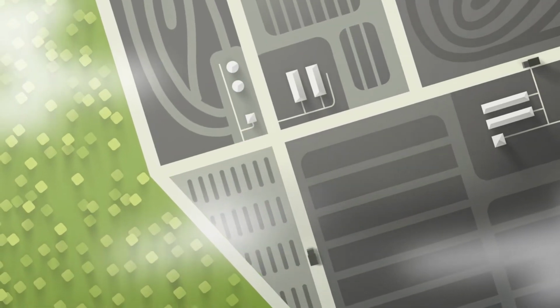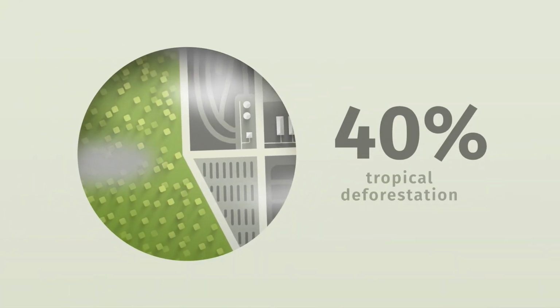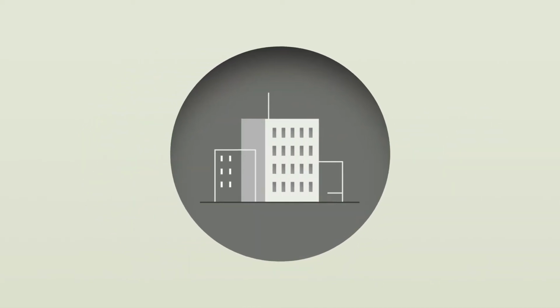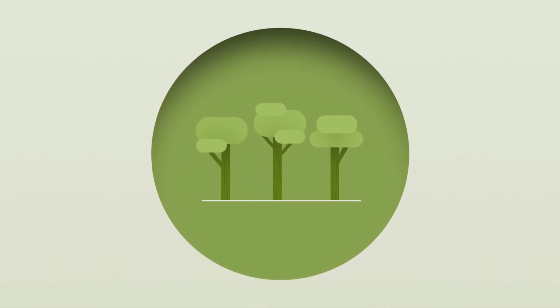It's no secret that deforestation from agricultural production is a critical global problem. Roughly 40% of tropical deforestation comes from commodity production. Forward-thinking corporations are tackling this challenge by committing to eliminate deforestation from their supply chains.